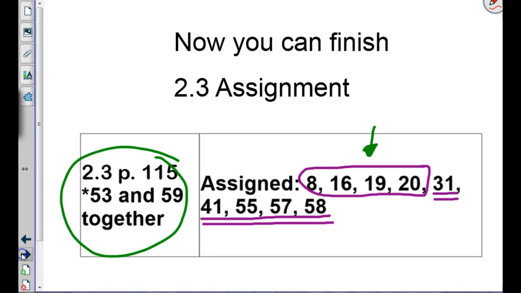Yours are not that hard, I promise. These are the 5 you have to do tonight. 31, 41, 55, 57, and 58. I'm not done. We have a couple minutes. I want to talk about one theorem on the top of worksheet 6A.